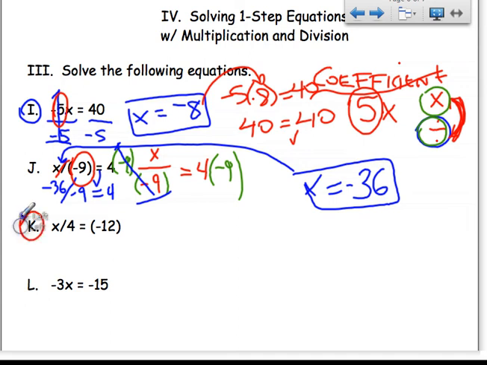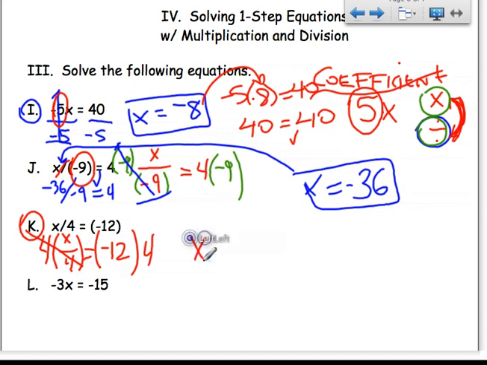Okay, and it's time to check your answer. K: x divided by 4 equals negative 12. Since you have division, to solve it you need to multiply both sides by the coefficient which you want to get rid of, which is 4. If you multiply both sides by 4, the coefficients cancel, and x equals negative 12 times 4, which is negative 48.